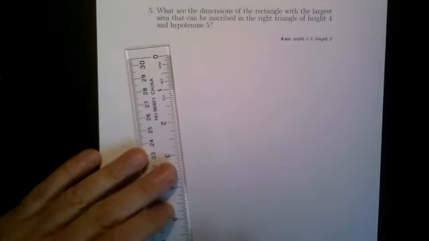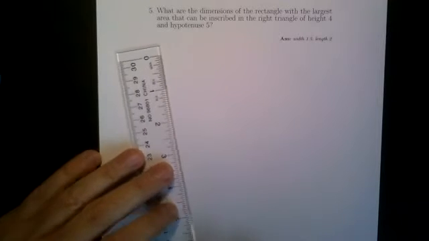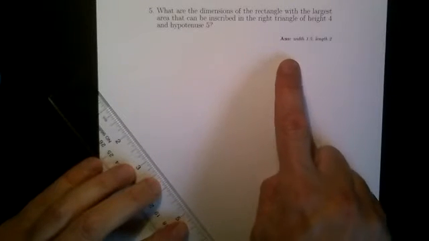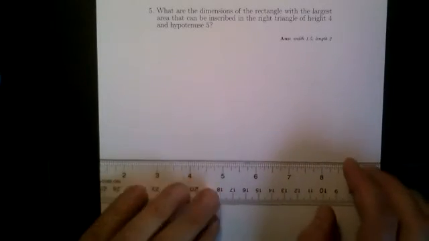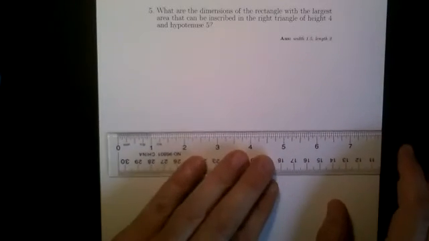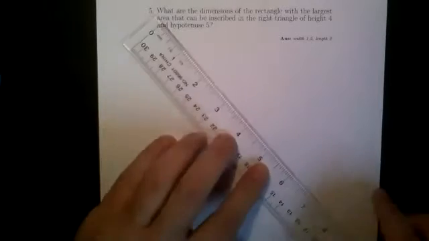Okay, so what do we have here? We have a right triangle, with a height of 4 and a hypotenuse of 5. So basically a side, another side, a base of 3. That's what I have. So let me see.